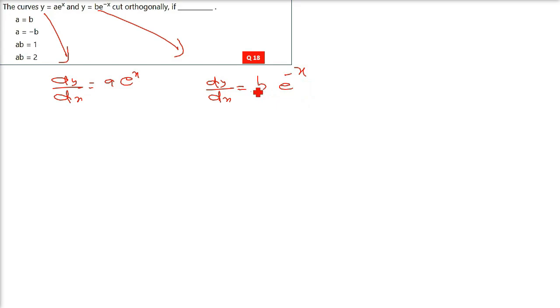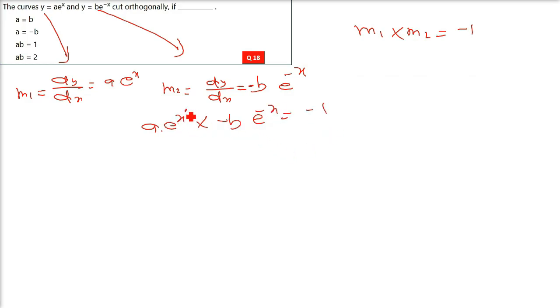Now when you multiply them, it has to come as negative 1. Call this m1, call this m2, multiply these both, and that has to come as negative 1 in case they are orthogonal. So a e raise x multiplied by minus b e raise minus x is equal to negative 1. So you can write it as 1 by e raise x, you can cancel these two and cancel this negative negative also. ab is equal to 1. What is ab is equal to 1? That is the third option here. So this is the correct answer and this is how you are going to write it.